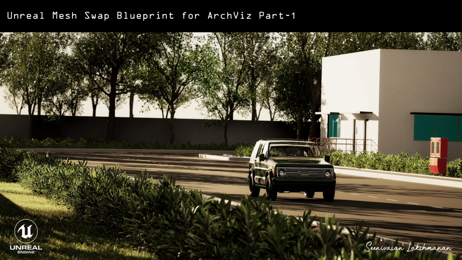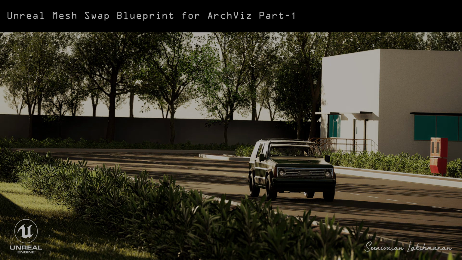We have one constraint in using the Mesh Swap Blueprint in UE4. The thing is, inside the blueprint, we need to keep our static mesh as movable, and it may not work correctly in static lighting or light baking concept. But still, we can use this for any dynamic lighting scenario or in UE5 projects. Let's jump in and start the session.